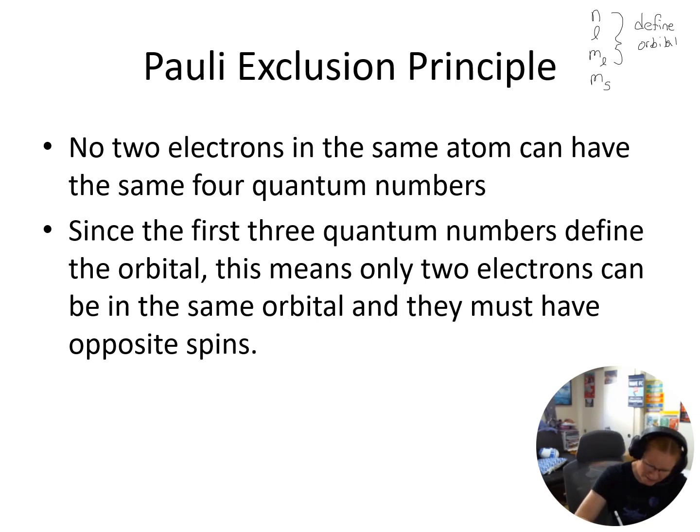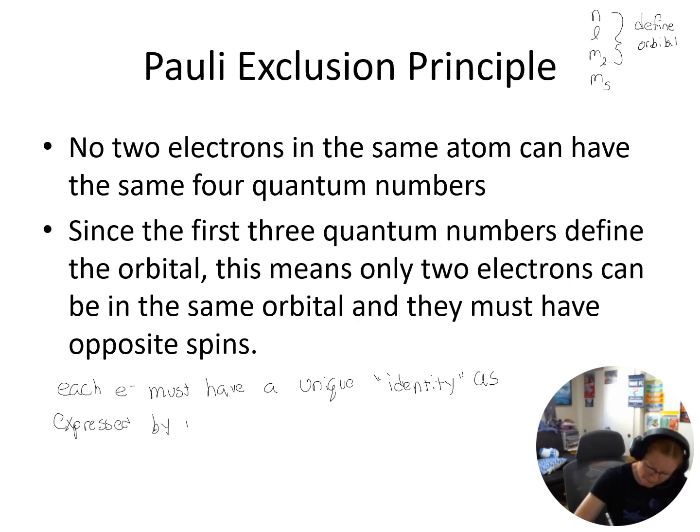And so each electron must have a unique identity, as expressed by its set of quantum numbers.